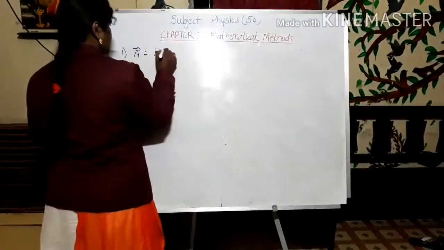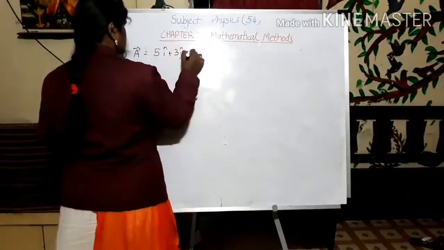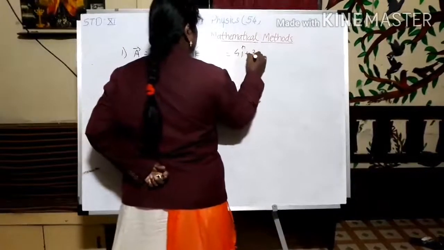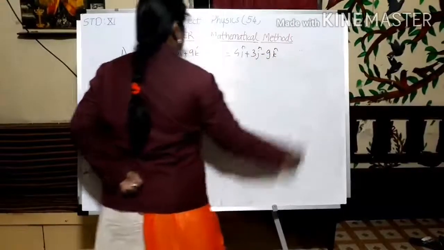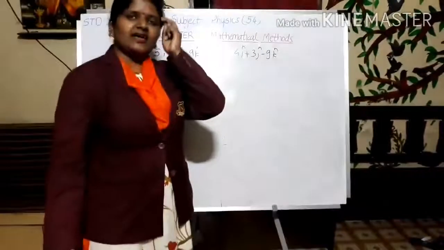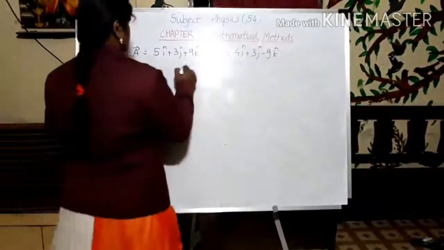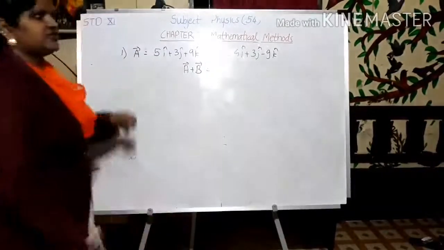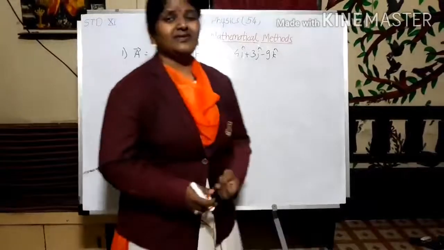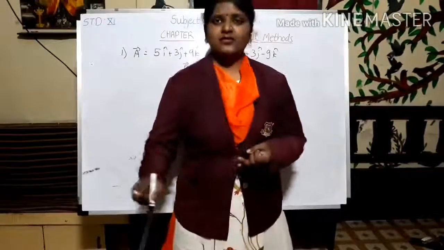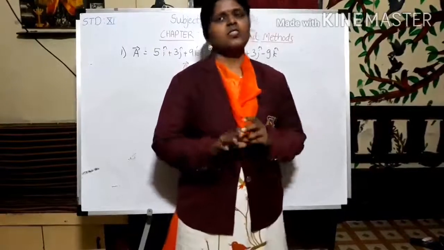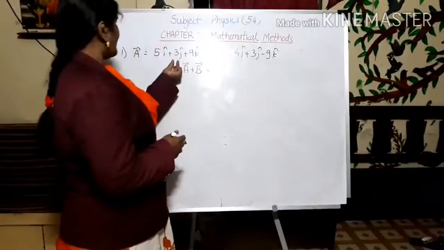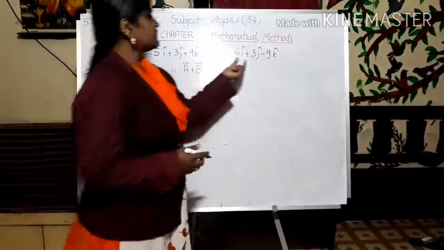Okay, A bar as 5i plus 3j plus 9k, and B bar as 4i plus 3j minus 9k. These are the two vectors given, and I have to find the addition of both vectors. How can we find the addition? Do we need to apply some laws over here, triangular law or parallelogram law? No. We can just add all the components: x component of both the terms, y component of both, z component of both.